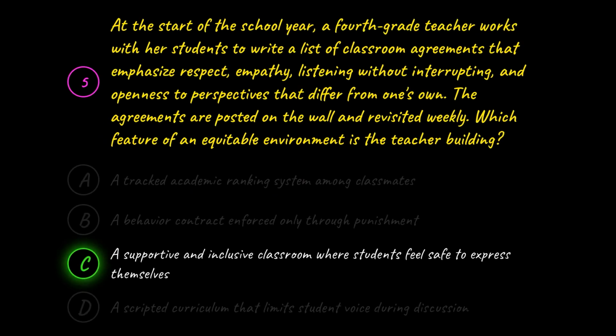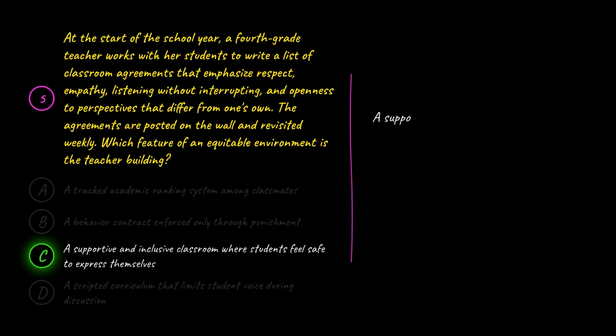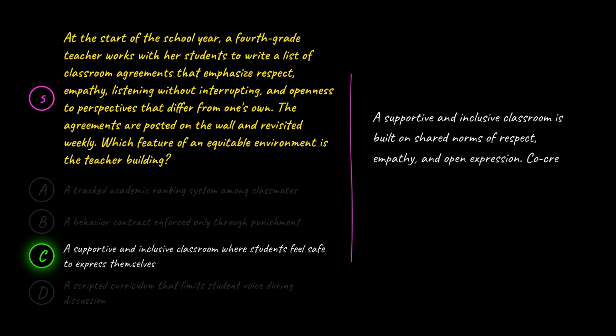The correct answer is C. A supportive and inclusive classroom where students feel safe to express themselves. C is correct because a supportive and inclusive classroom is built on shared norms of respect, empathy, and open expression. Co-creating and revisiting agreements that name those values is the practical way teachers establish that climate.